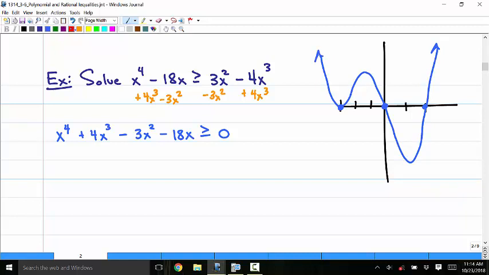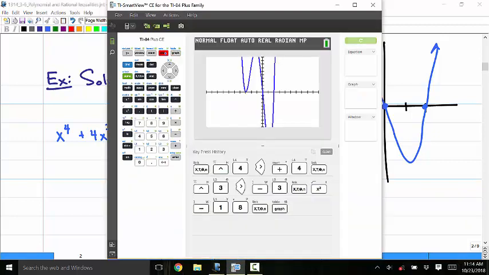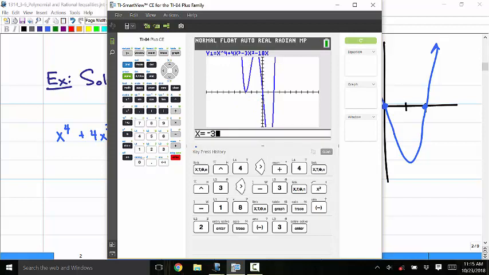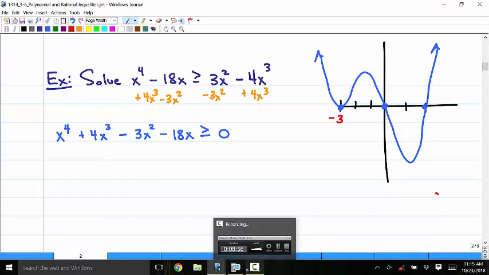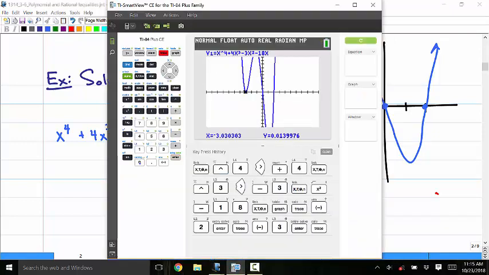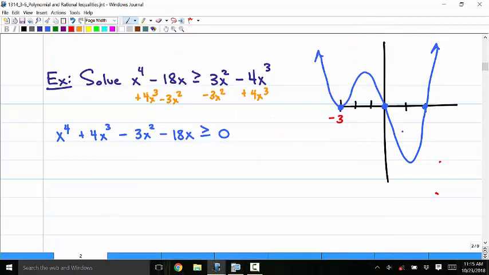Okay, I'm going to remind myself my x-intercepts. Let's go check and make sure. Trace -2. Oh, wait a minute. Should have been -3. Yes. Yep, -3. 0. 0, 0, yep. And 2. 2, 0. Yes.